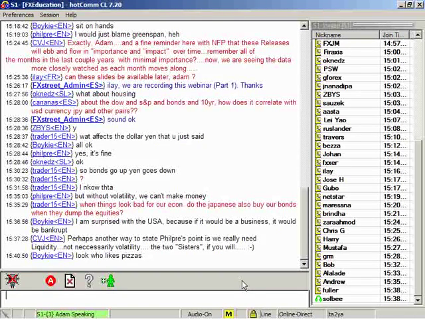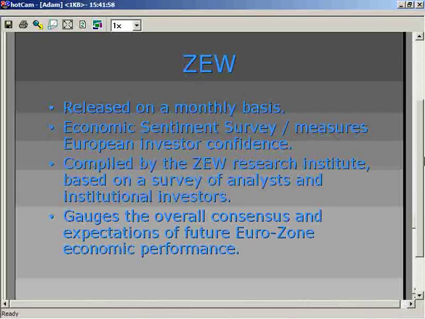Please do not ask me what ZEW stands for. I believe it's German. I do not know. I could find it for you. I could not pronounce it for you, though. It's based on the survey of analysts and institutional investors. It gauges the overall consensus and expectations of future Eurozone economic performance. It's investor confidence in the Eurozone.